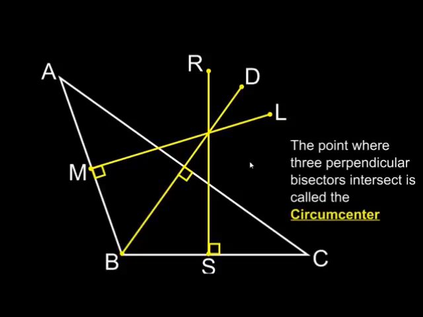We call this the circumcenter. So remember, median was centroid, altitude was orthocenter, angle bisectors form an incenter, and perpendicular bisectors form a circumcenter.